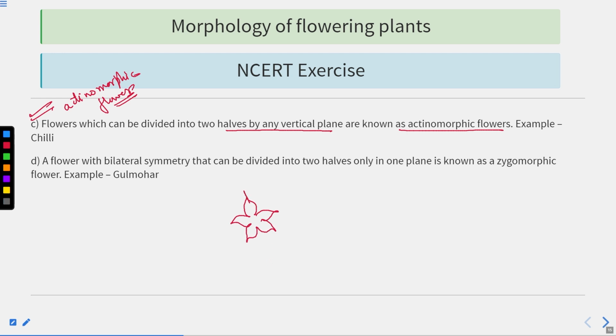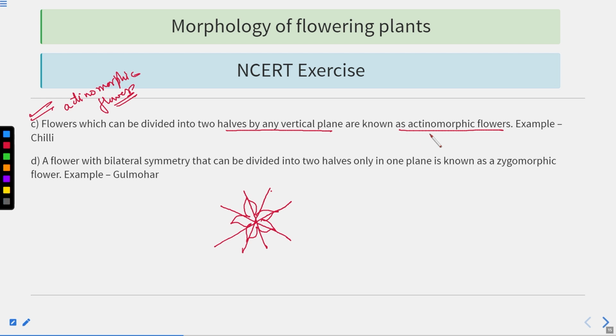Okay, you can divide the flower like this into two equal halves. You can divide the flower into two equal halves in this way. So there are a number of planes, and that plane passes through the center of the flower. This is very, very important. This axis that divides the flower into two equal halves must pass through the center of the flower.